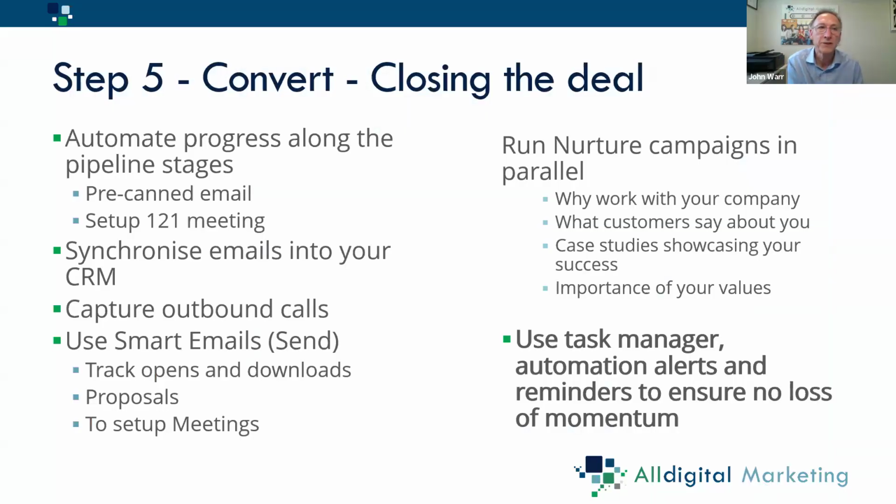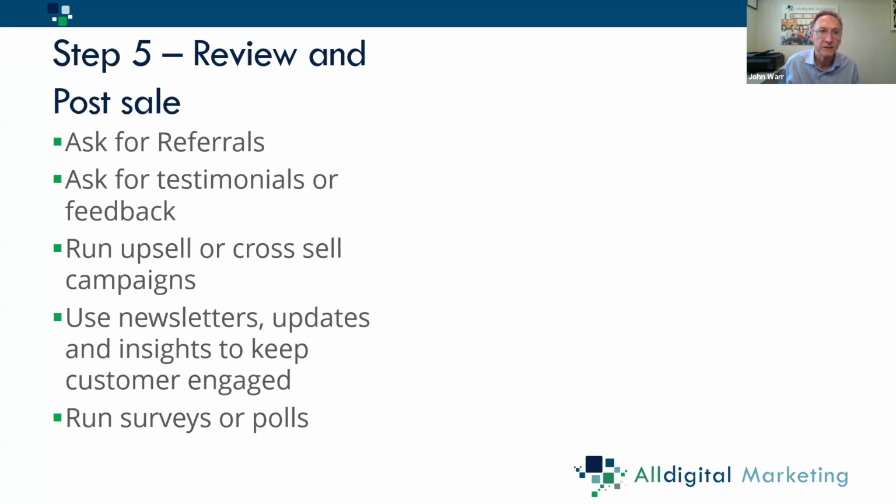Final stage is convert and close. So what we're trying to do here is automate the progress along the pipeline. Even at the closing stage, we want to continue the marketing efforts. Capture outbound calls, use smart emails, which we use so you can track the opens and downloads, track the proposals. Make sure you're running nurture campaigns in parallel, so you're now using these end of the funnel campaigns. So why work with your company? What customers say about you? Case studies on what you do, the importance of your values. And all along the process, you're using automations in terms of tasks to move people through the process.